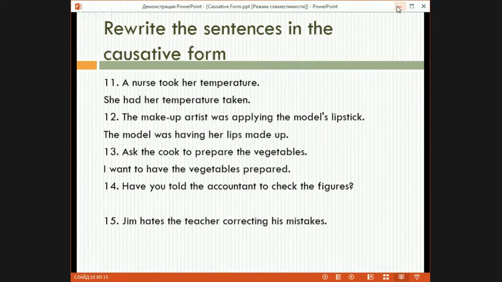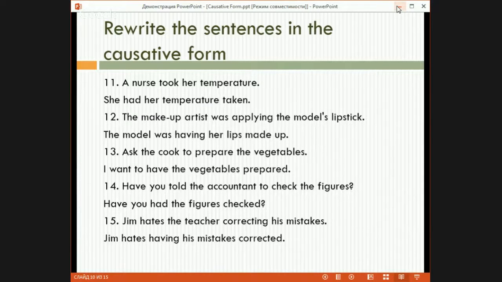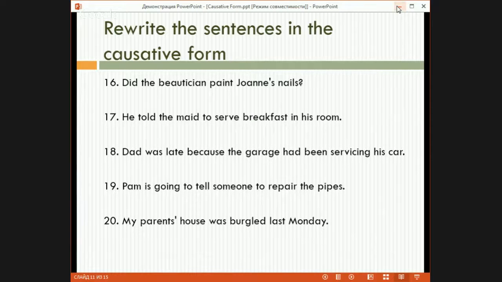Have you told the accountant to check the figures? Have you had the figures checked? Jim hates the teacher correcting his mistakes. Jim hates having his mistakes corrected. Did the beautician paint John's nails? Did John have her nails painted?